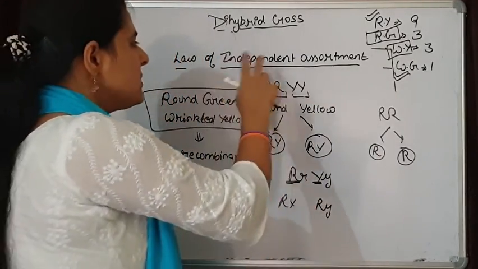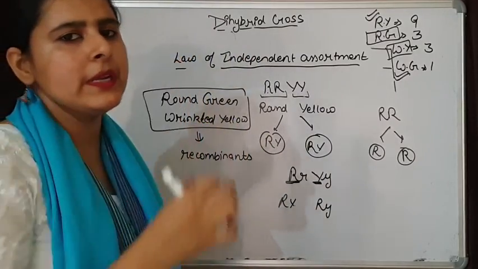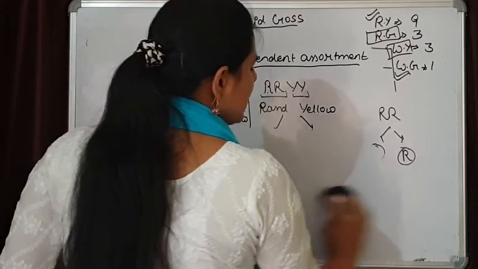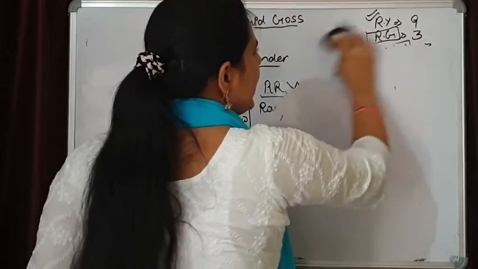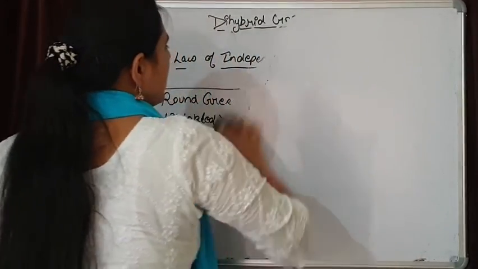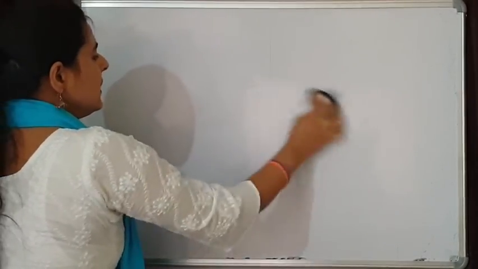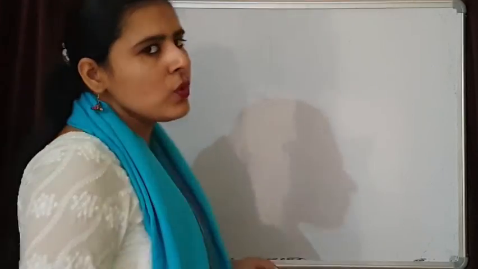And with the help of this, Mendel explained the law of independent assortment. So this was Mendel's dihybrid cross that was explained by the law of independent assortment. And if we talk about the universally accepted laws, there are two laws that are universally accepted, and these are the first and second law of inheritance.